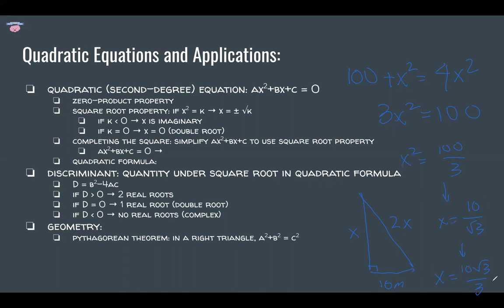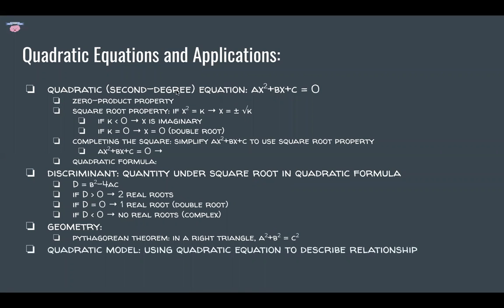Now you may be asking, why aren't we using plus or minus? I mean, this is the square root property. Well, the reason we're not using plus or minus is because the length of a side can never be negative. Not in the real world. So in most word problems, you won't have to use plus or minus.